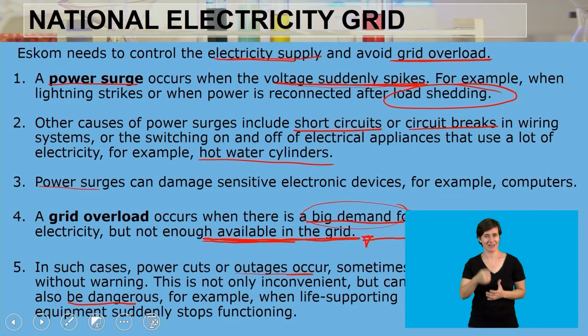When the load shedding is not announced, and the machine that keeps that person alive, that life support, suddenly stops, it can be extremely dangerous to the people that are in hospitals, or actually to everyone, because you might be using certain appliances without knowing that the electricity will come back at any time. So therefore, you need to always be careful when using electricity or when you are around electricity.